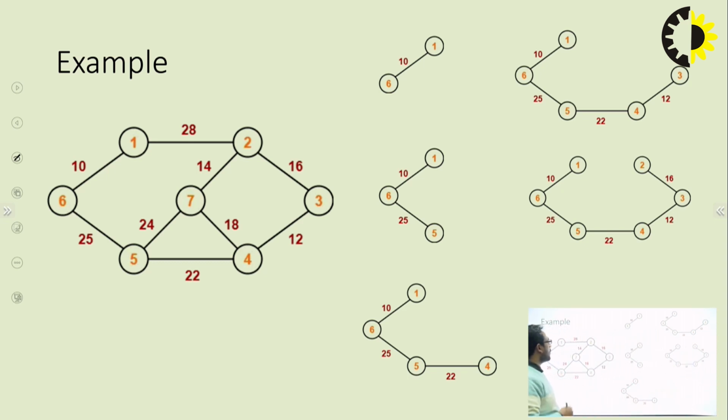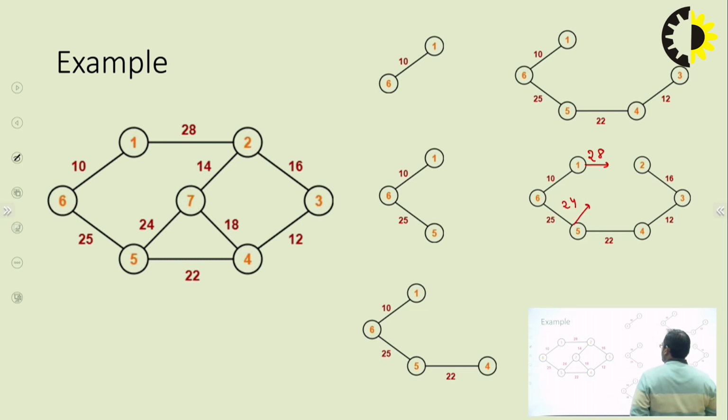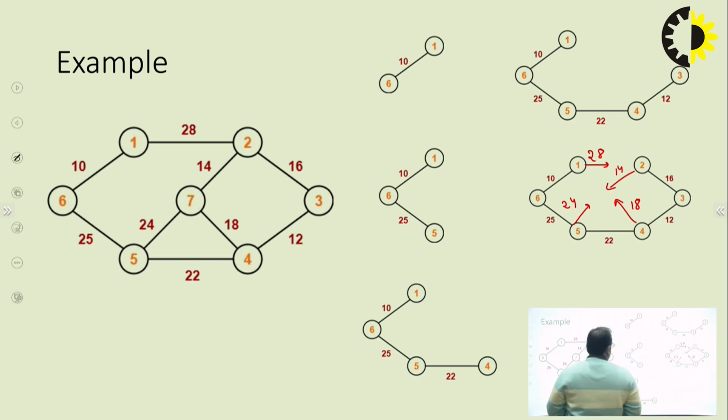Okay. Now I am going to write what options we have here. So the first option is 28. Next is 24, next is 18, and this is 14. Okay. So again, you can see in this graph we have 4 options. First one is 1 to 2, that is 28, 5 to 7, that is 24, 4 to 7, that is 18, and 2 to 7 is 14. Okay, which one are we going to select? Obviously the minimum one, right? So the minimum one is 14.